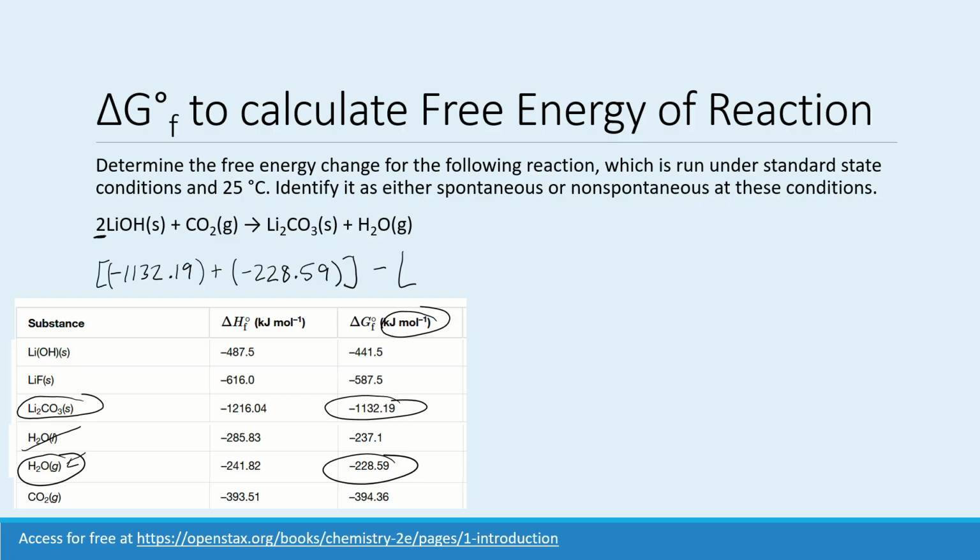Okay, and then subtract out our two reactants. Again, making sure to multiply that first reactant by 2 for the coefficient, and then find lithium hydroxide. And so that's negative 441.5. And then add that to our other reactant of carbon dioxide gas, okay, of negative 394.36.